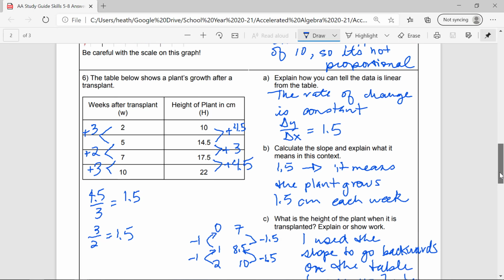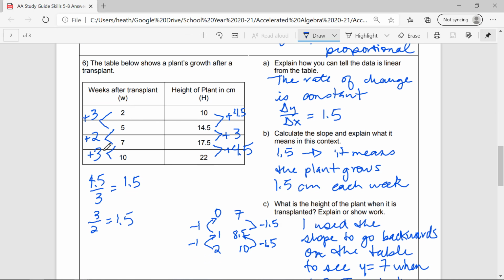Here on the problem with the plant, I went and calculated all of the change in y divided by change in x, or change in h divided by change in w, and it all reduces to 1.5. So that's the constant rate of change, and that's how I know it's linear. And then I've kind of done the work for part B, which is 1.5 is the slope, and of course that means that the height is increasing 1.5 each week. So it grows 1.5 centimeters each week.